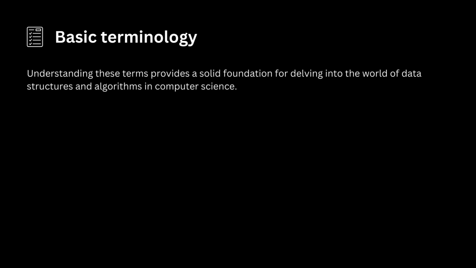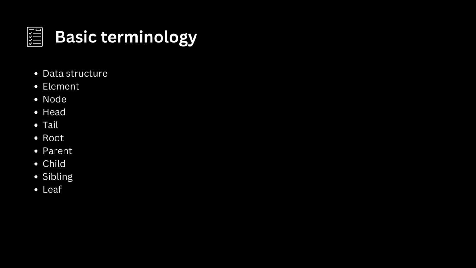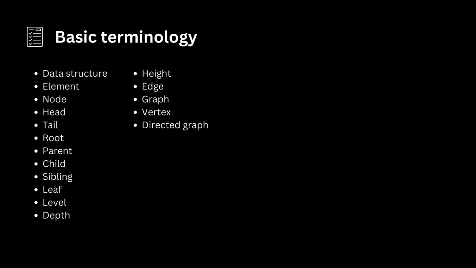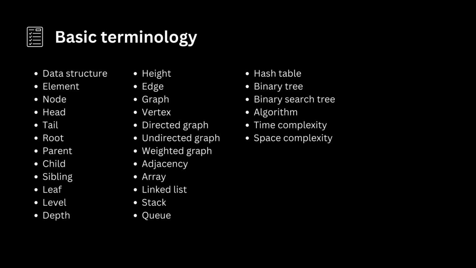science. So, in this video, we have learned the basic terminologies used in the data structures, and they are data structure, element, node, head, tail, root, parent, child, sibling, leaf, level, depth, height, edge, graph, vertex, directed graph, undirected graph, weighted graph, adjacency, array, linked list, stack, queue, hash table, binary tree, binary search tree, algorithm, time complexity, and space complexity. We will be learning all about these in depth in upcoming chapters.